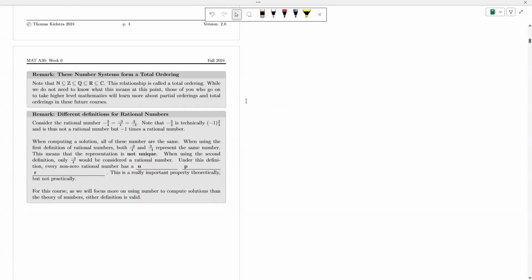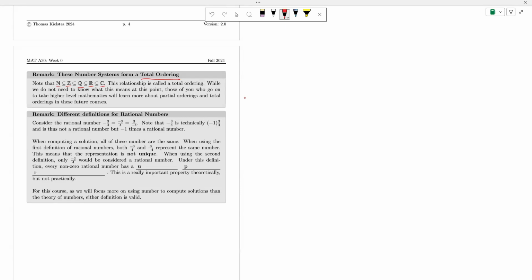Now, these number systems create something called a total ordering. What a total ordering means is that we have a set which is a subset of another set, which is a subset of another set, which is a subset of our final set. Every set is a subset of the next set. There's a way to order them using subset. We do not need to know what this means, but when you go into higher mathematics, you'll learn more about partial orderings and total orderings in future courses.